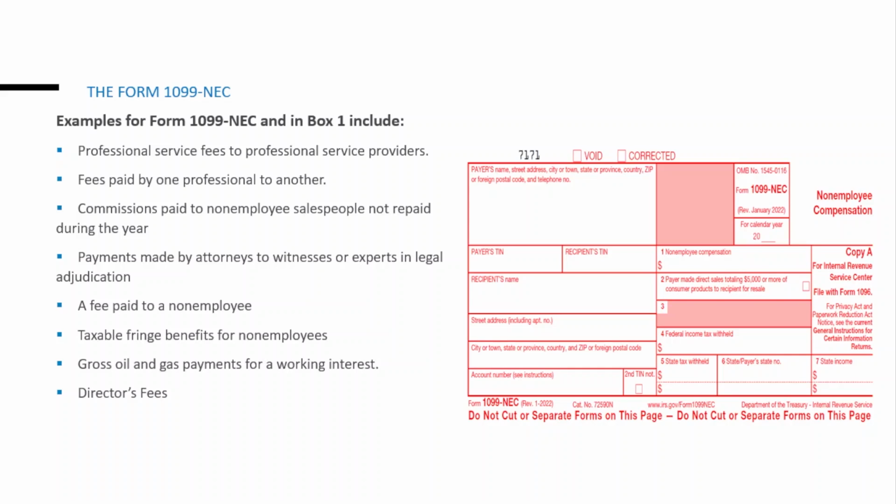So if your company has directors, they are not employees of the company, but when they come to the company for meetings, you have to pay them for their service. Those are considered director's fees, and those payments also need to be included in the 1099 NEC. There are other items on the 2022 1099 NEC, such as federal income tax withholding and state income tax withholding.